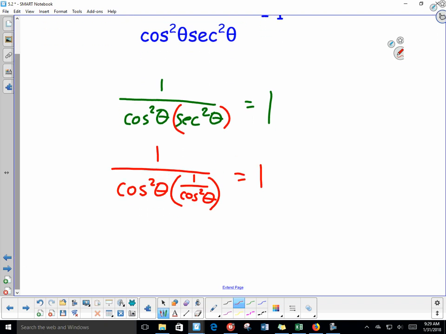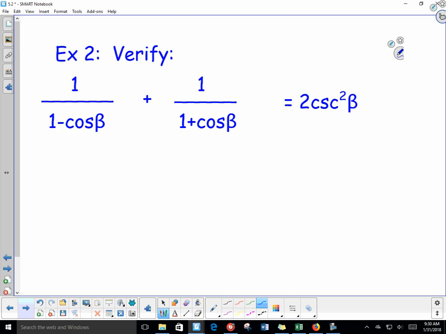And now I can say, well, this is really cosine squared over 1. So this cosine squared here divides out with this cosine squared. So I really end up with 1 equals 1. And I'm done. I showed that the left side could be simplified all the way down to get us equal to the right side. Let's take a look at number 2.